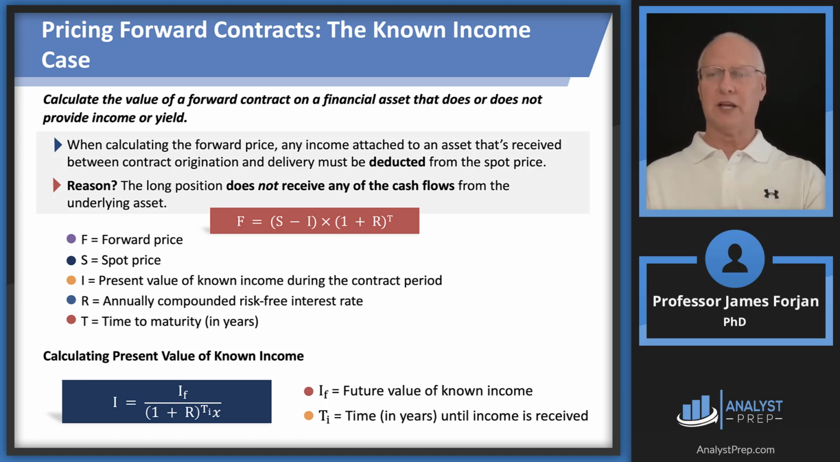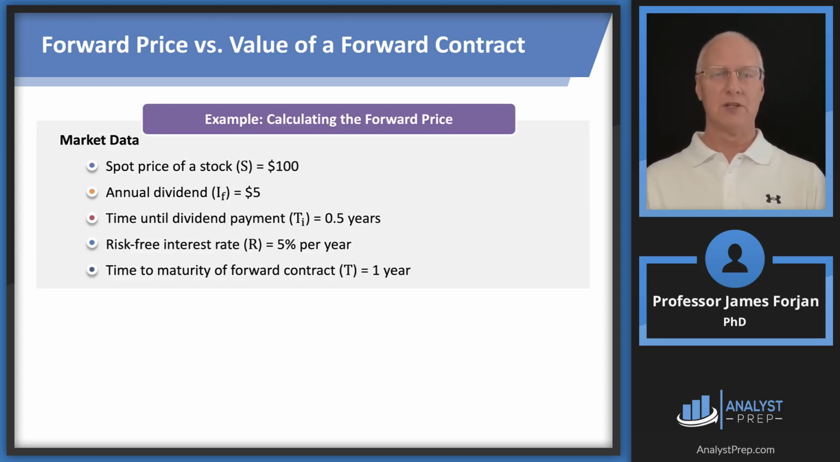So just very quickly look at the red box. There's the spot right there, but notice we're subtracting an I. Look at the orange bullet point, the present value of the known income, which of course could be a dividend payment, or could be an interest payment. And so look down at the bottom blue box there. All we're doing is taking that present value, just like we always have done. So let's take a look at a quick example.